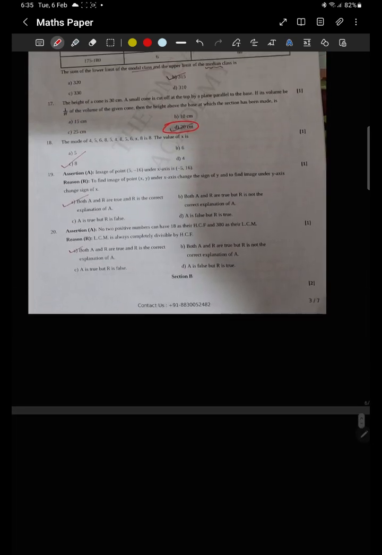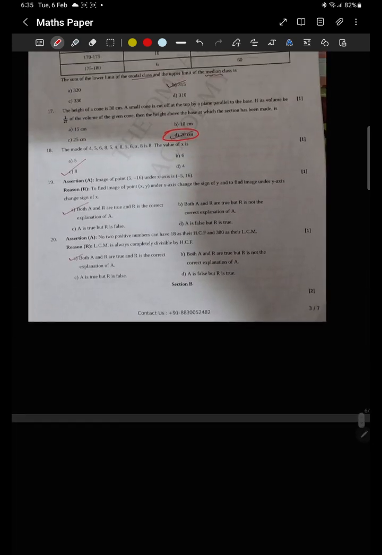We will move towards the next question. Question number 18. The mode is nothing but the most repeated number. If you check, 5 is repeated 3 times, 6 repeats 1, 2 times only, 4 repeats 2 times only, 8 repeats 1, 2, 3 times, and the mode of this is 8.